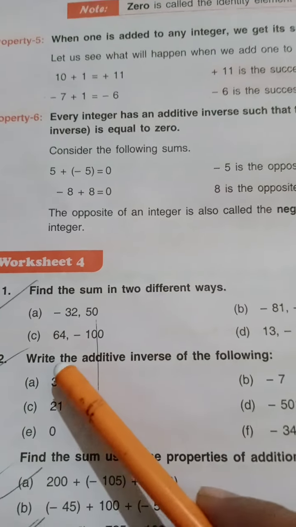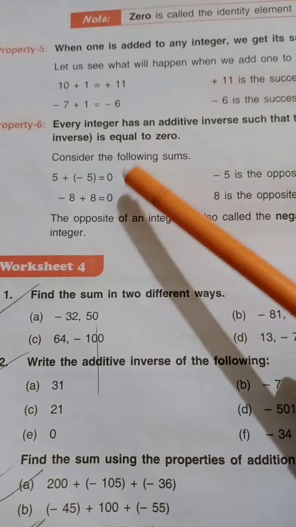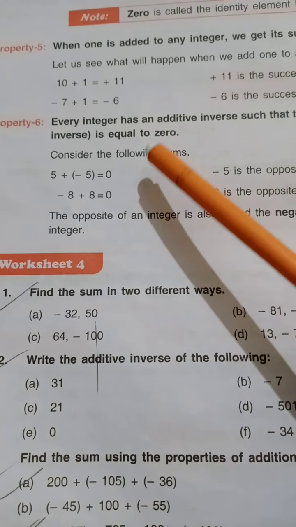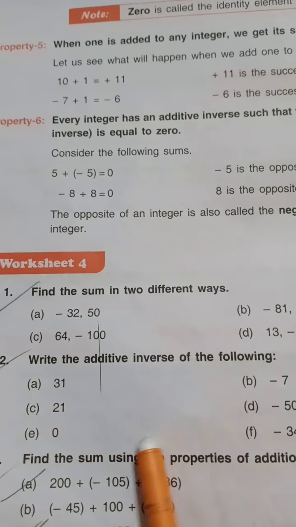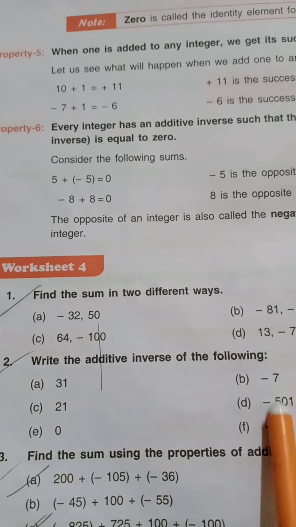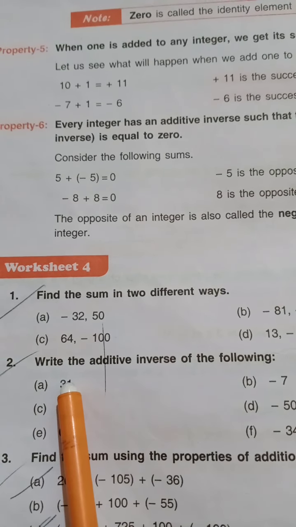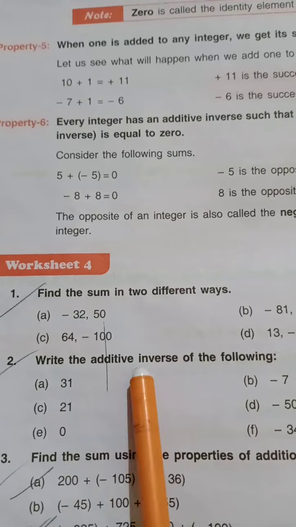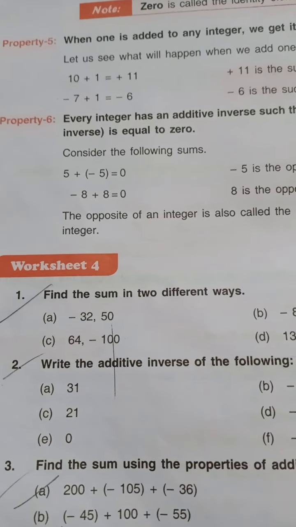Now see question number 2. Write the additive inverse of the following. In property 6 we have learnt about additive inverse. Additive inverse is the negative. So if we change the sign of the number, we will get the additive inverse of that. Because if we want to add something to 31 to get 0, that should be minus 31. 31 minus 31 will be 0.